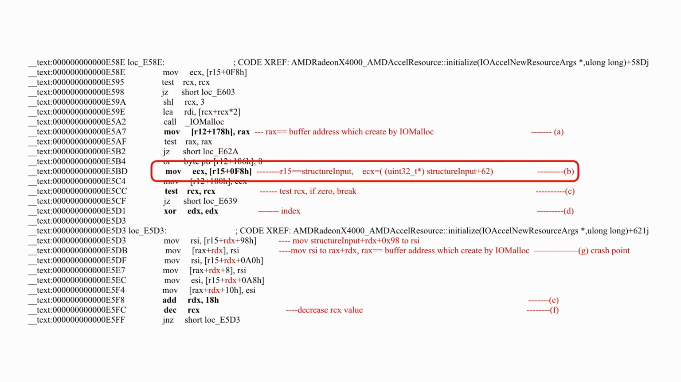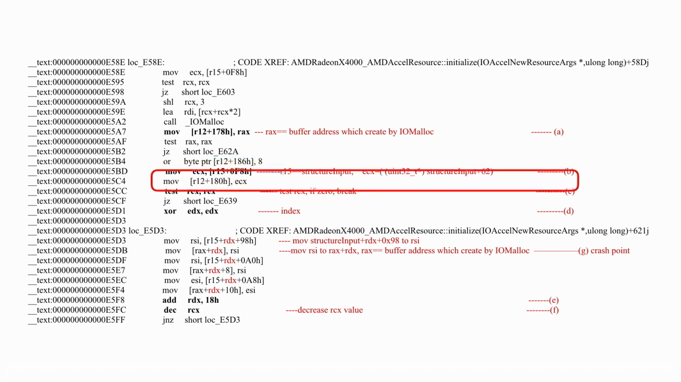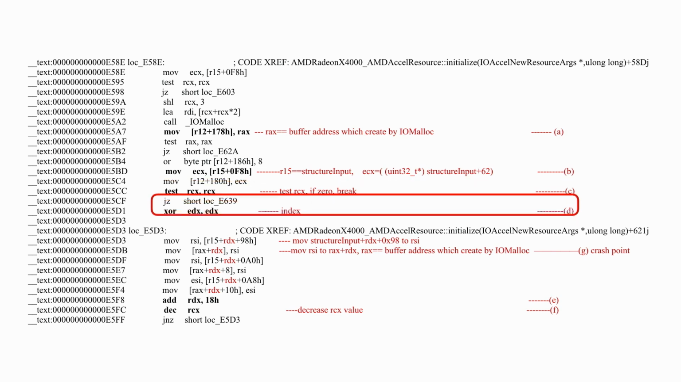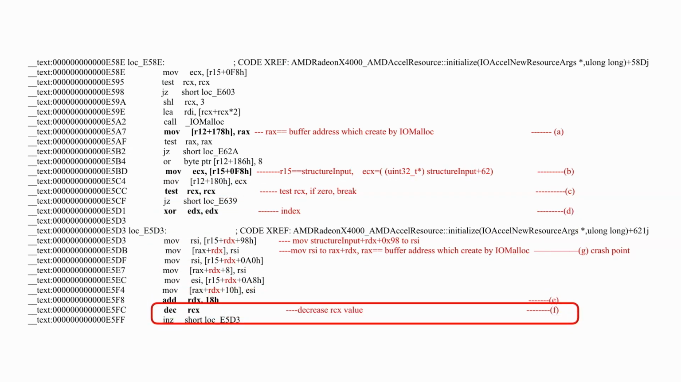R15 register is in the place B is pointing to the structure input buffer we mentioned before, which can be controlled by user mode. And the ECX register is equal to R15 plus 0xF8, which points to a value at offset 62 dword from structure input. From place C and place F, we can see that it is actually used to control the total copy time from structure input buffer content to our malloc buffer.